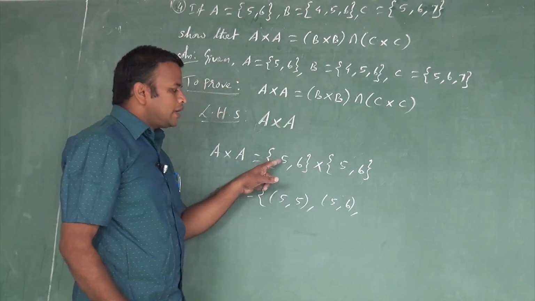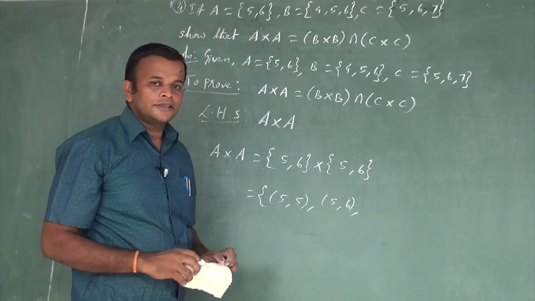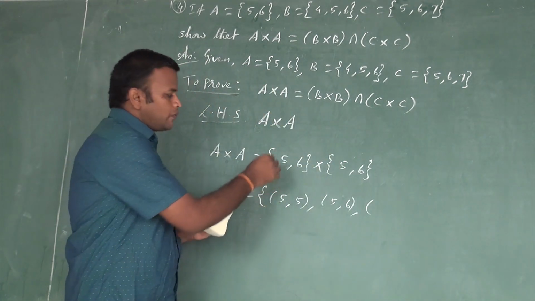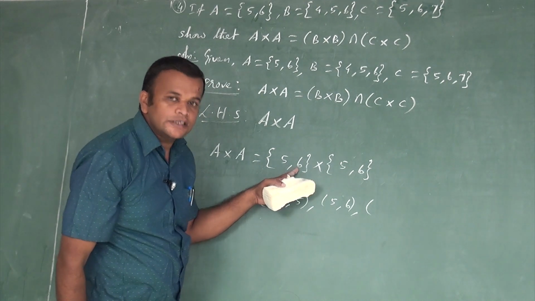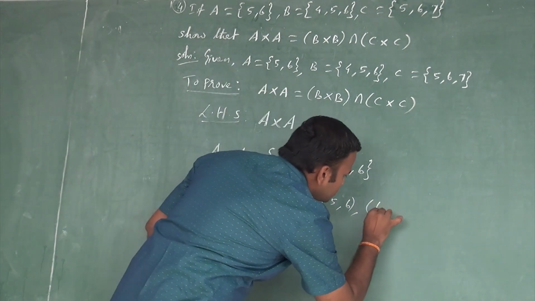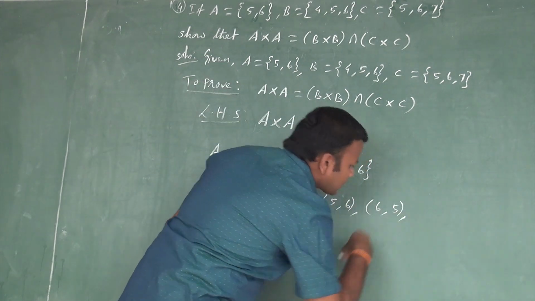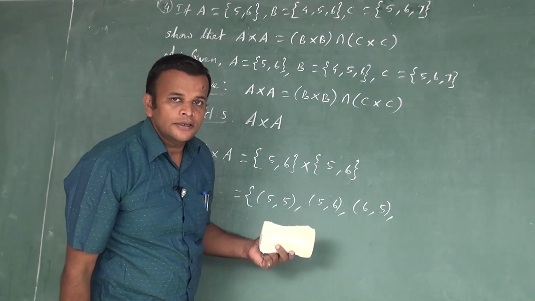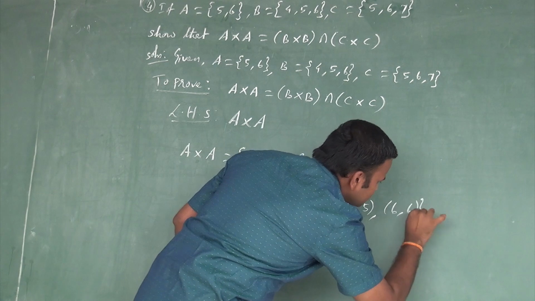That is, the element 5 lies in the first set and the element 6 lies in the second set. So another possible ordered pair is: the next element of the first set is 6, so 6 comma 5. And one more possible ordered pair is 6 comma 6.